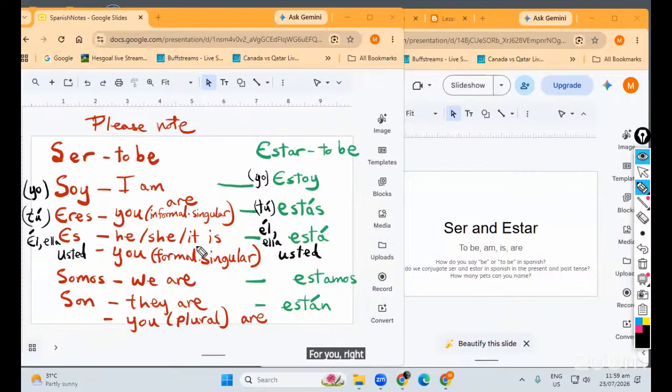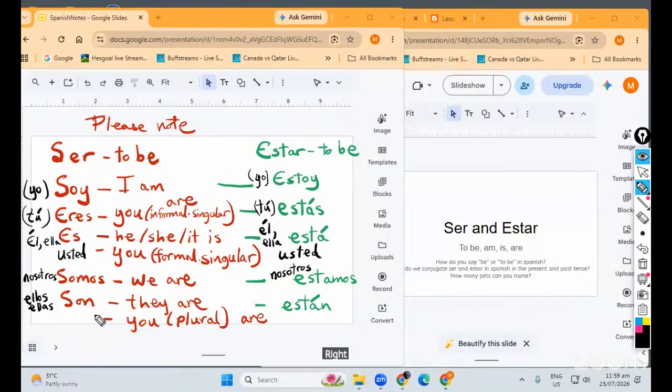For somos and estamos, nosotros, right? Nosotros somos, nosotros estamos, right? Ellos, for they, if the group is all male or the group is male and female. Ellas, if the group is all female, they are, right?